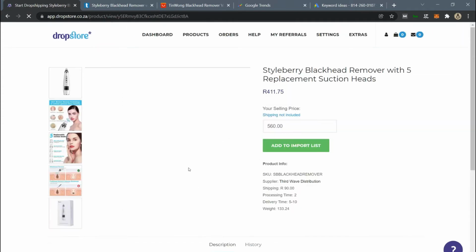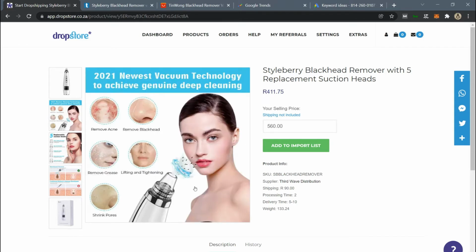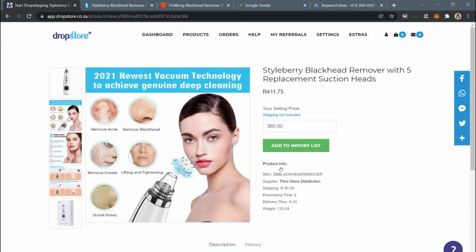Strawberry blackhead remover with 5 replacement suction heads. So now I can see, well, okay, this is pretty neat. It's got 5 different cups. It removes your blackheads and all that kind of stuff. It's got a nice long description. So now I want to check and see what is the story with this.